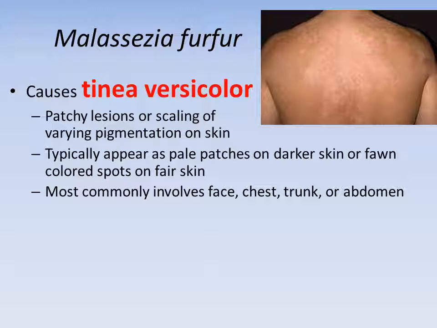Typically, this appears as pale patches on darker skin or fawn-colored spots on fair skin. For the record, fawn color is defined as yellowish to tan. Tinea versicolor most commonly involves the face, chest, trunk, or abdomen.